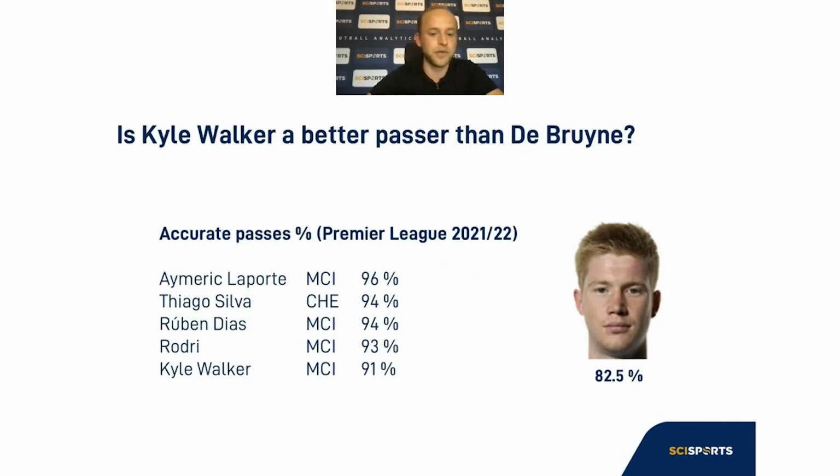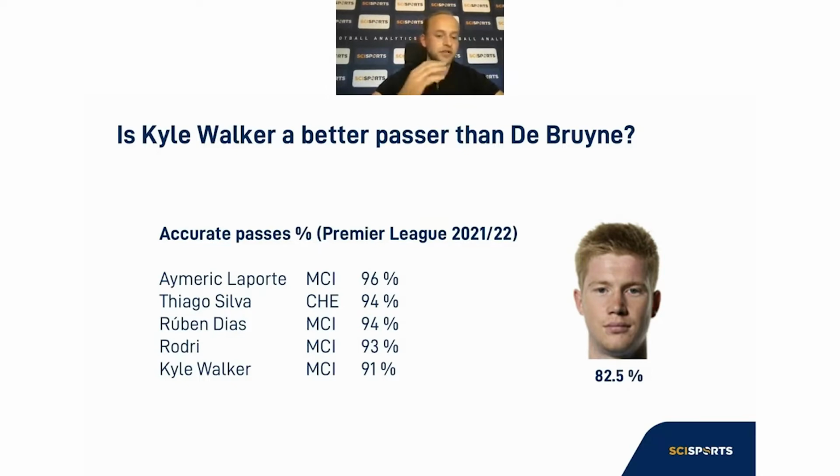So what are the problems with general stats? Maybe you already saw it in the teaser: is Kyle Walker a better passer than De Bruyne? What we did, we took the previous season in the Premier League and looked at the most accurate passers in the Premier League that season. As you can see, Aymeric Laporte is on top, followed by Thiago Silva. Then you have Ruben Dias, Rodri, and Kyle Walker. So in this case, Aymeric Laporte is on top.